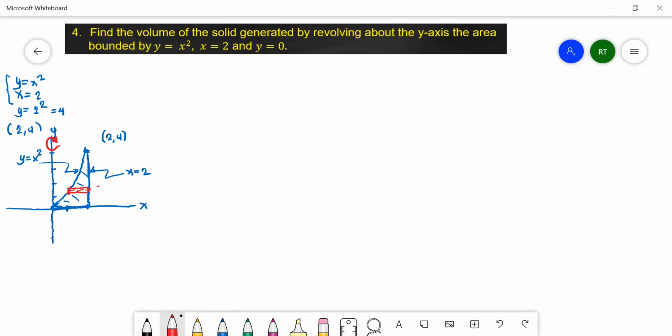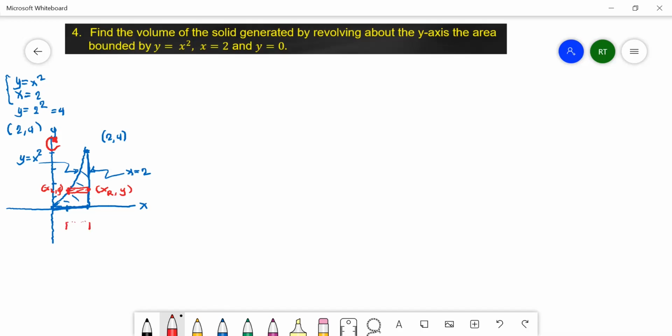And this point is determined by x is equal to 2. So the coordinates of this point are x_R, y. The distance of this point from the x-axis is y, and from the y-axis is x_R. And this point on the left, on the parabola, has the coordinates x_L, y. Of course, the thickness is equal to the differential of y. And if we are going to revolve the element about the y-axis, then we will form a ring.